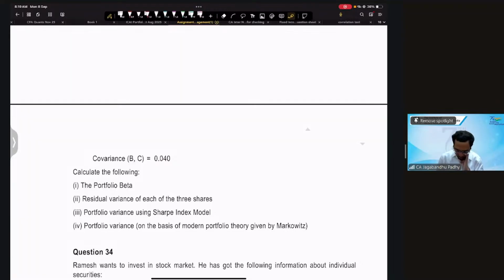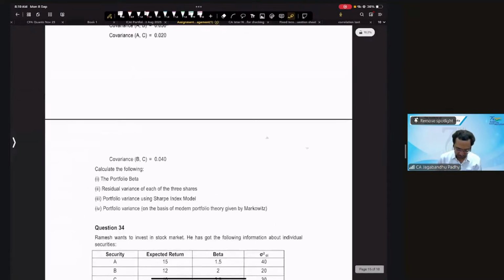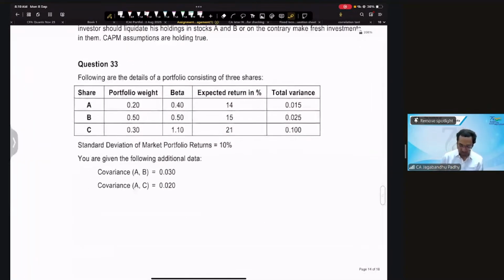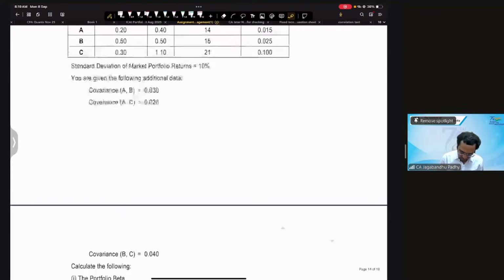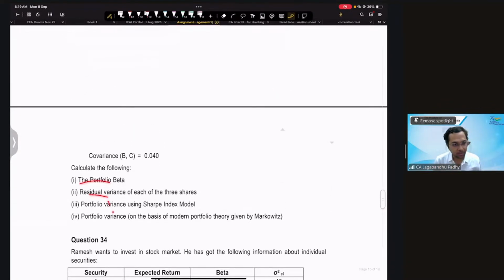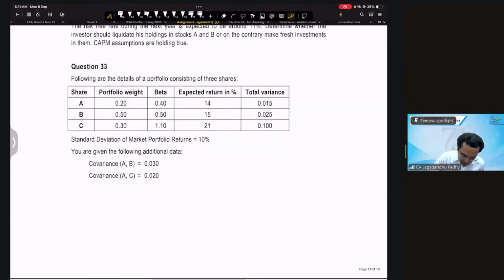We have to calculate the portfolio beta, residual variance of each of the 3 shares, portfolio variance using Sharpe index model, and portfolio variance on the basis of modern portfolio theory given by Markowitz. Okay, so let's try to calculate a portfolio beta and all other parts. Let me just write down first the data that we have.